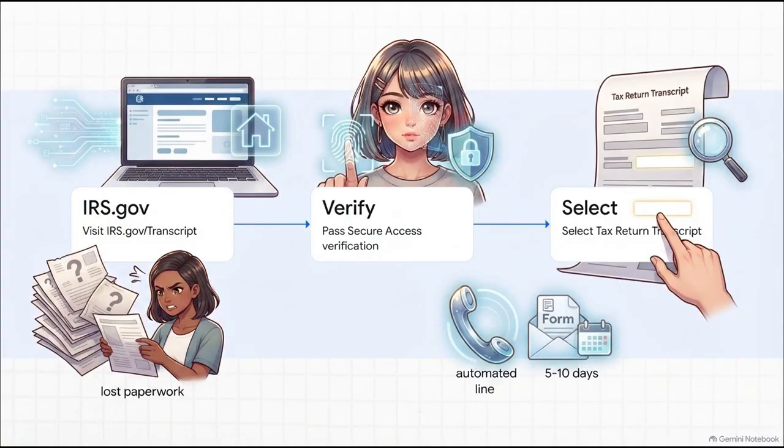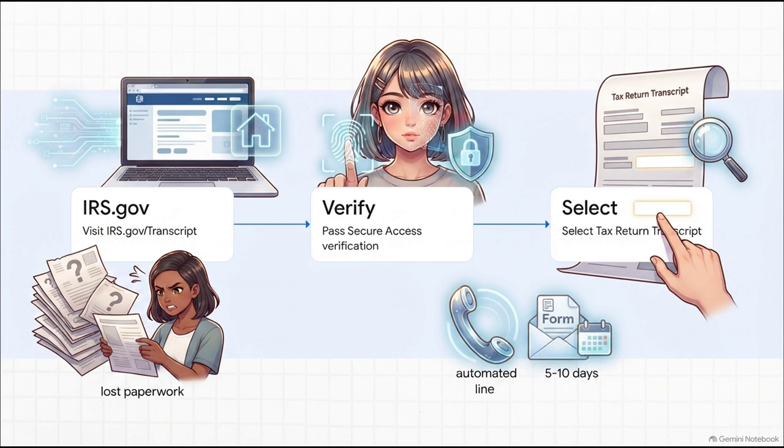But wait, what if you completely lost your old returns and just don't have the paperwork anywhere? No problem at all. You can actually get a free transcript straight from the source. Just head over to irs.gov/transcript. Pass the secure access identity verification and request a tax return transcript. It'll list your AGI right there on the document. And hey, if you can't pass the online verification, don't sweat it.